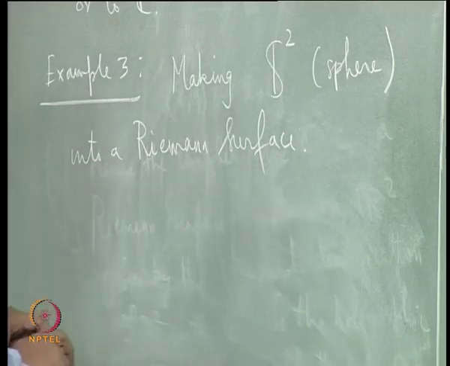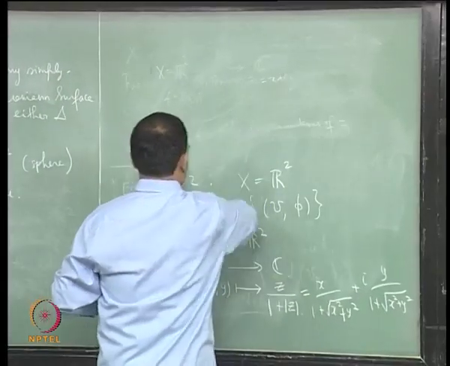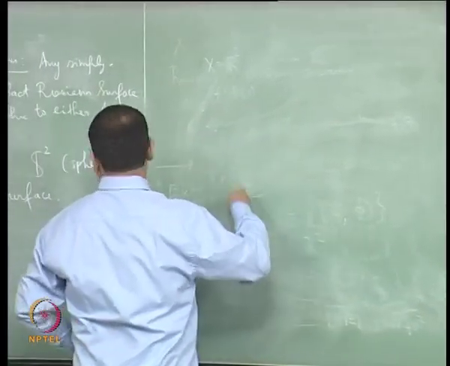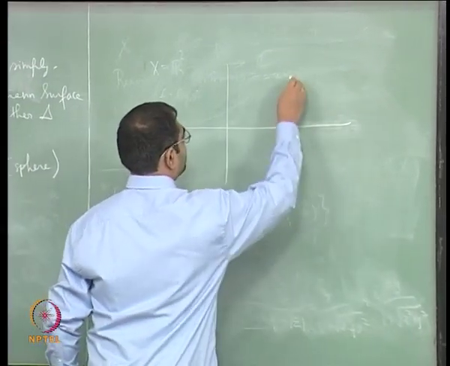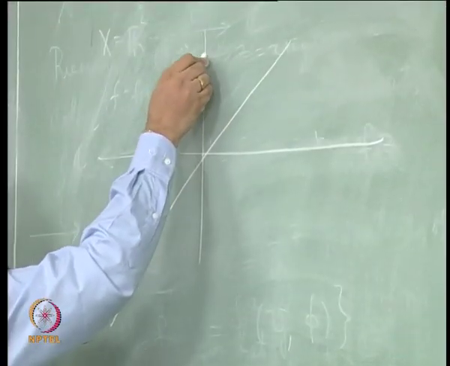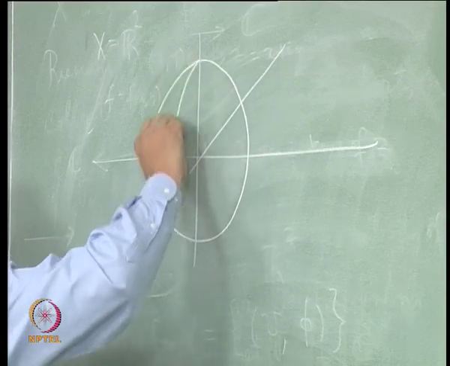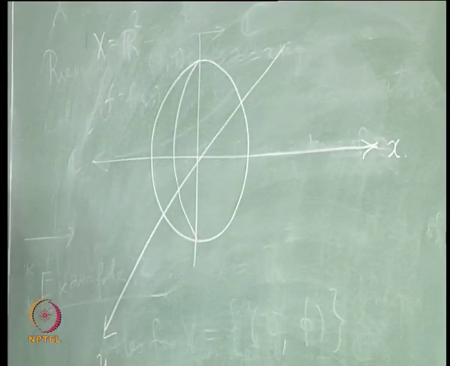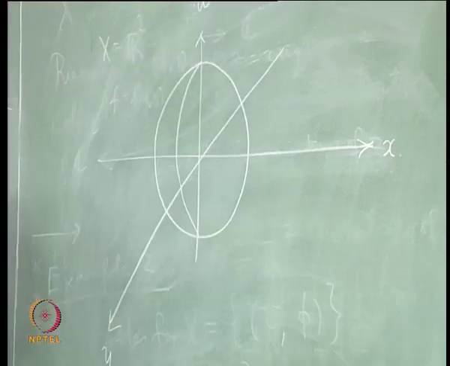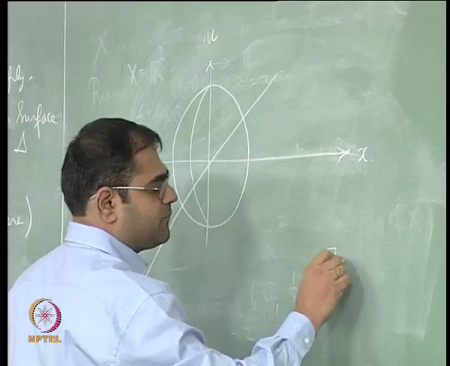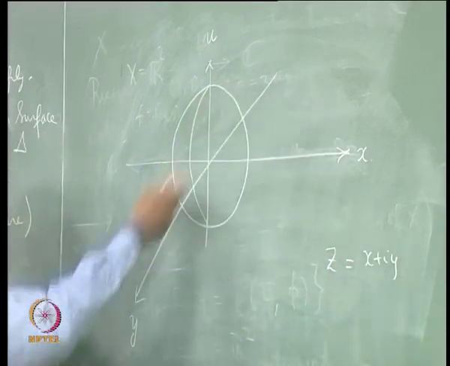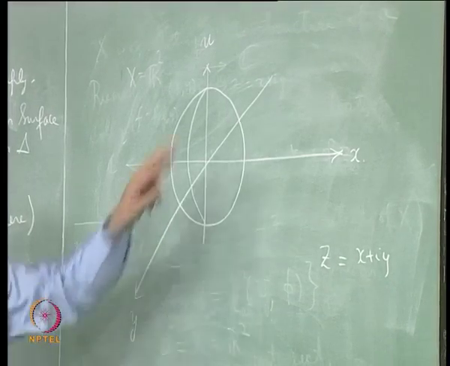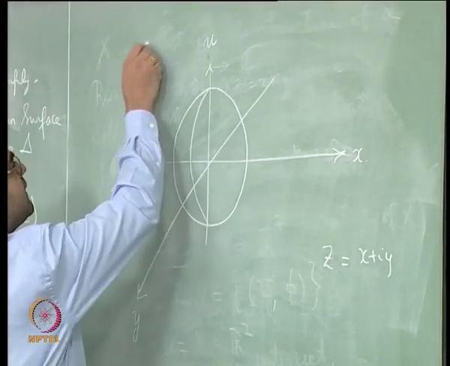So let me draw a diagram so that it's easier for me to explain how the charts look like. So I take a three-dimensional space, and I have the unit sphere here. I call this my x-axis, this is my y-axis. I won't call the third one the z-axis. I'll call it the u-axis because I want z to be x plus iy. That is, I want the xy plane to still represent the complex plane. That's why I'm not calling the third axis the z-axis. So I'm calling the third coordinate u. And this is the sphere S2.